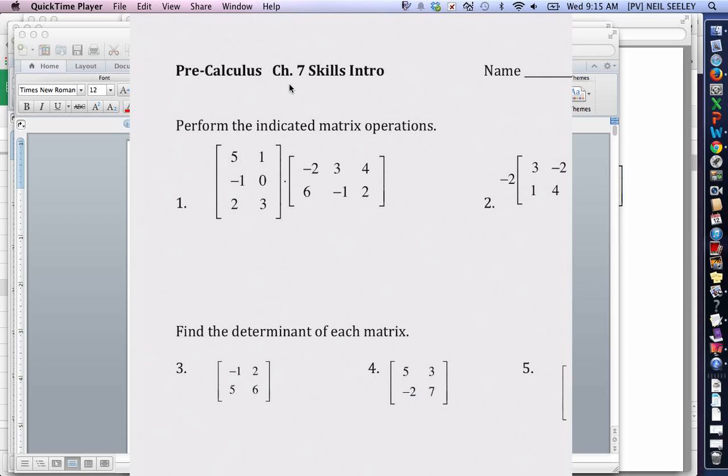So I'm going to show you just some matrix operations to get you familiar with it, and then later on we'll go back and tie in the old systems of equations stuff. But this is just some skills things, and you guys are good at this kind of thing, so I thought I'd give you a little intro that way.